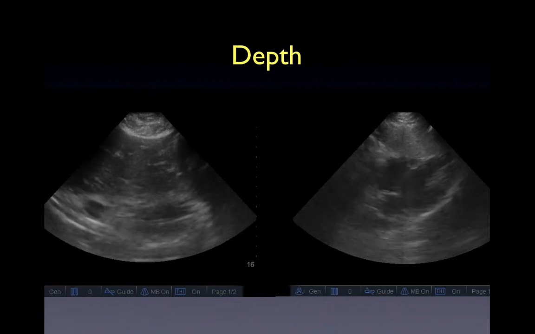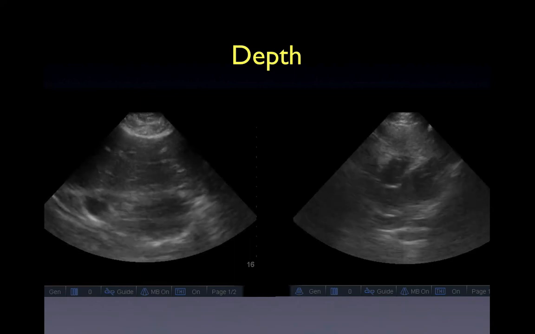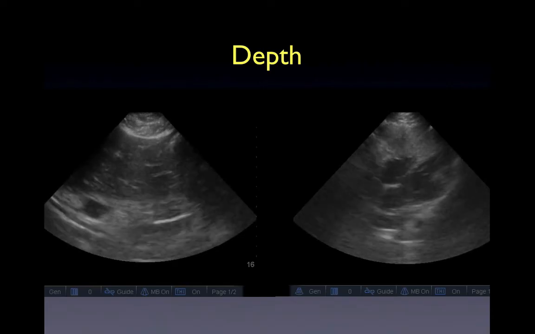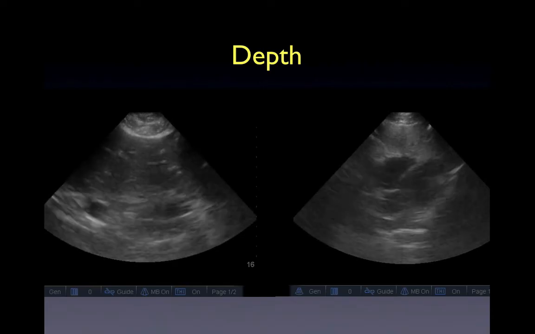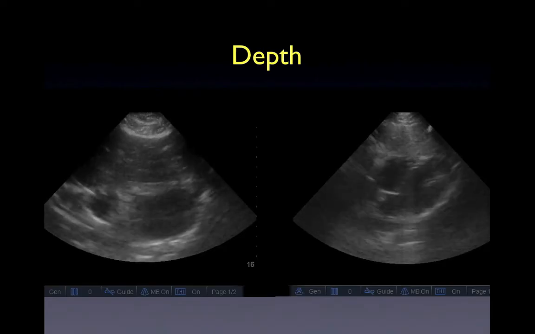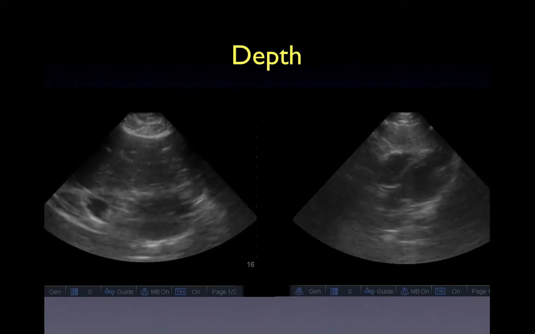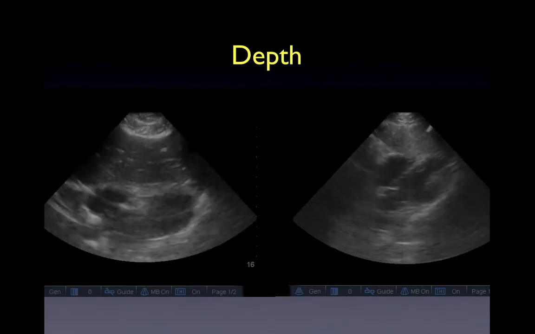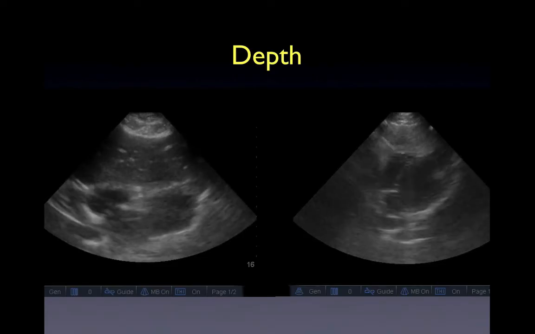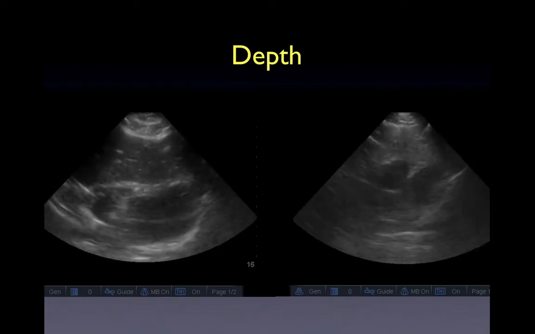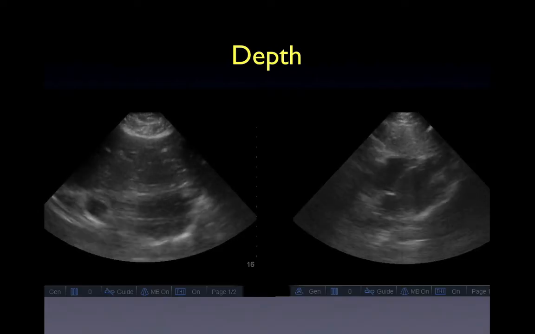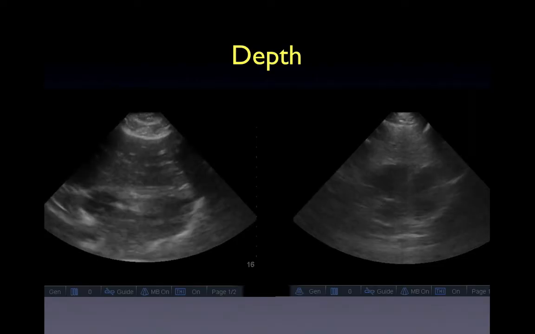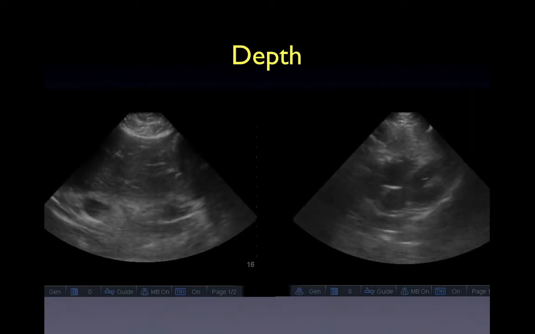Once you familiarize yourself with the location of your mode buttons, find your depth button. To optimize image quality, you want to optimize your depth. On the left and on the right, we're looking at a subxiphoid view of the heart. When you're evaluating the heart, you probably want to be able to evaluate for pericardial effusion. So you need to see the posterior pericardium. On the left, you want to increase your depth. On the right, you want to decrease your depth.